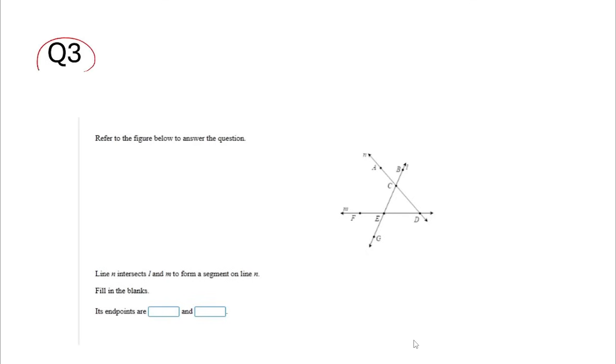Okay, question number 3 says, refer to the figure below to answer the question. Line N intersects L and M. This is the line L, and this is the line M, to form a segment on line M. A segment means we have two endpoints. This is a line segment, which has two endpoints. And this segment has been formed on line N.